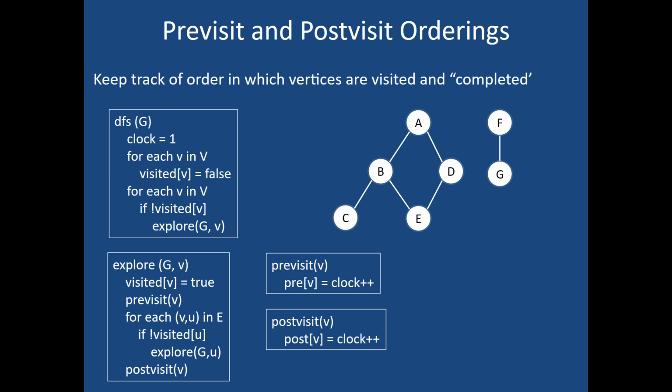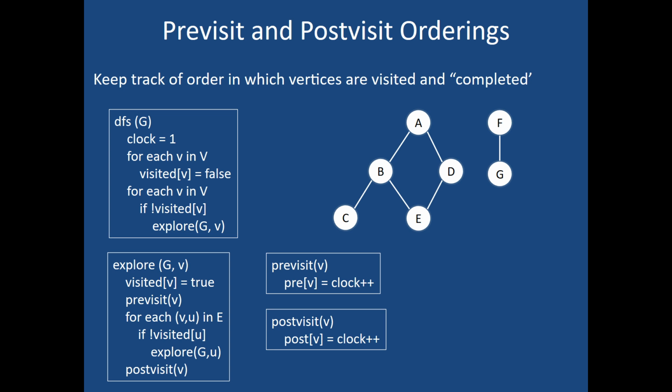Now, as we do this, each time explore is called, that means it's the first time we visit a vertex. So we record the time at which we first encounter that vertex. That's the pre-number here. We set the pre-number for that vertex to the clock value and increment it. Then, when we're done exploring all directions out of the vertex, after this loop ends, we post-visit it and record the time at which we finished.